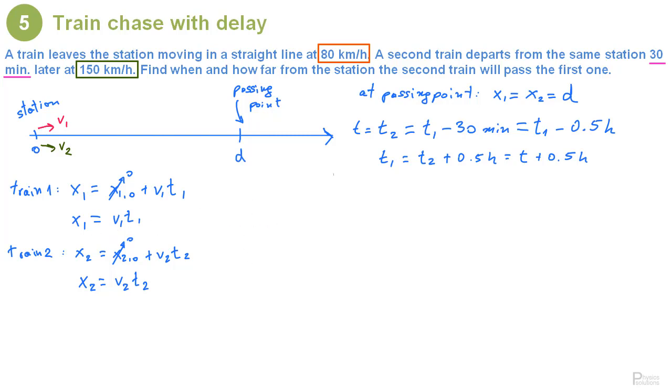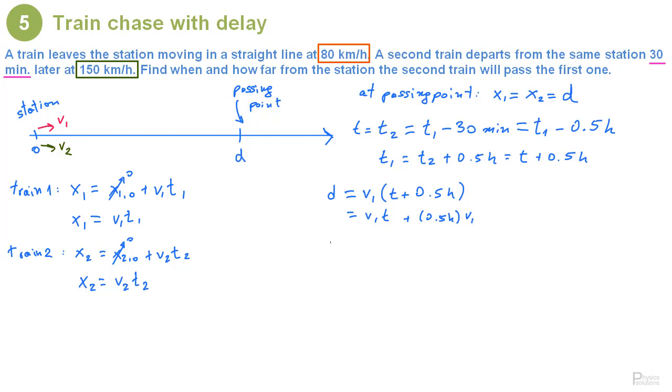So for the first train, we have x1, which we know now is simply called d, is v1 times t1, but t1 is this, t plus half an hour. We can expand this to be v1 t plus half an hour times v1. So this is what we get from the first equation, from the first train.